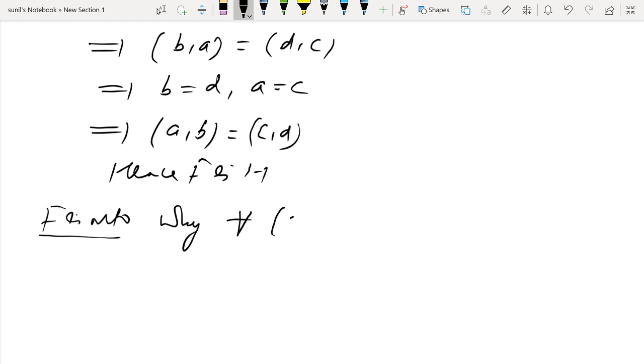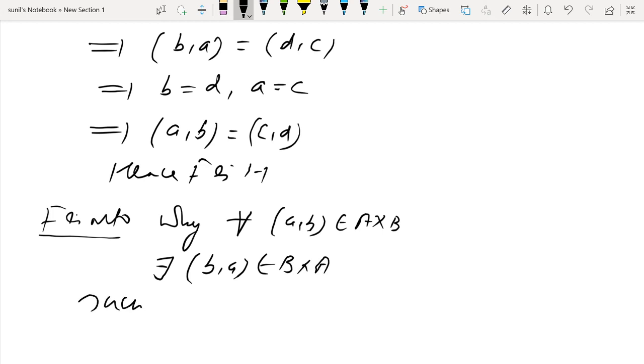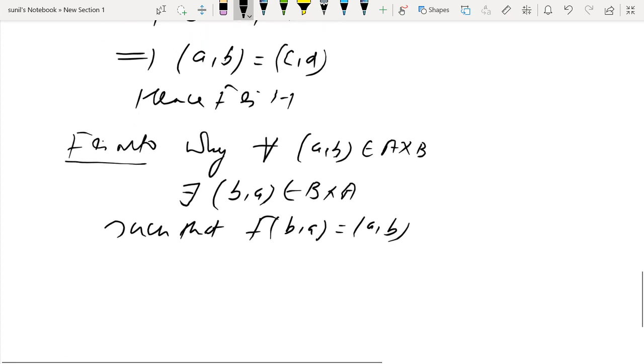Now f is onto. For all (a, b) belonging to A cross B, there exists (b, a) belonging to B cross A such that f of (b, a) is equal to (a, b). So hence f is onto.